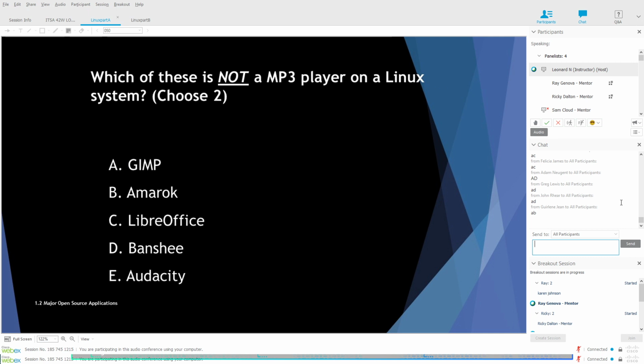All right. Which of these is not an MP3 player on a Linux system? You say A and C. And you would be correct. These ones are reversed. I don't know why.